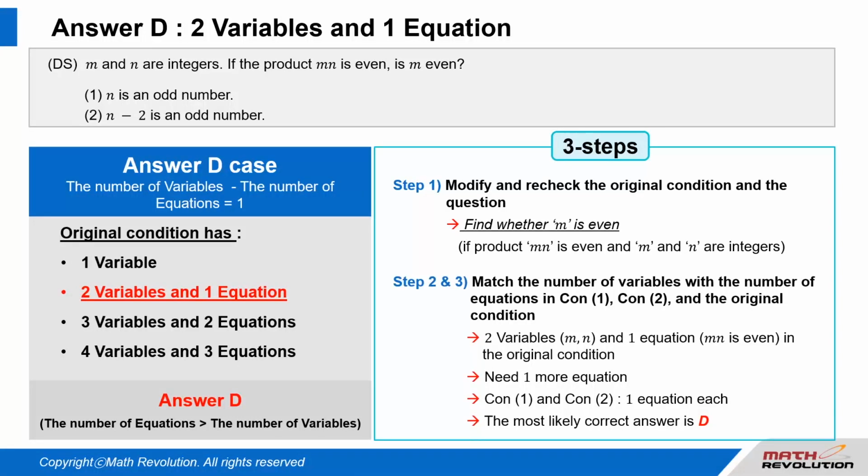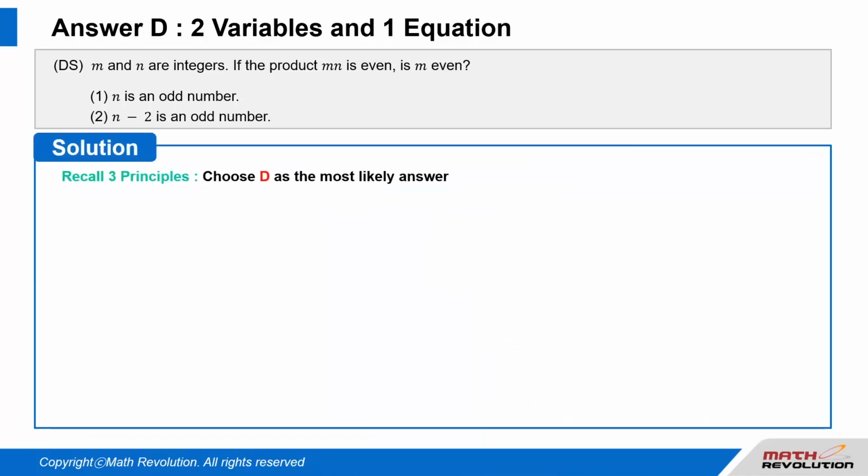Follow the second and the third steps. From the original condition, we have two variables, m and n, and one equation, m times n is even. To match the number of variables with the number of equations, we need one more equation. Since conditions 1 and 2 will provide one equation each, D would be the most likely answer. Recall the 3 principles and choose D as the most likely answer. Let's take a look at each condition.